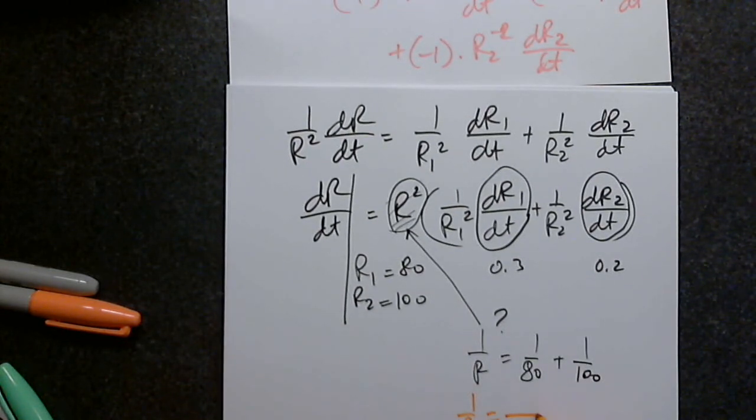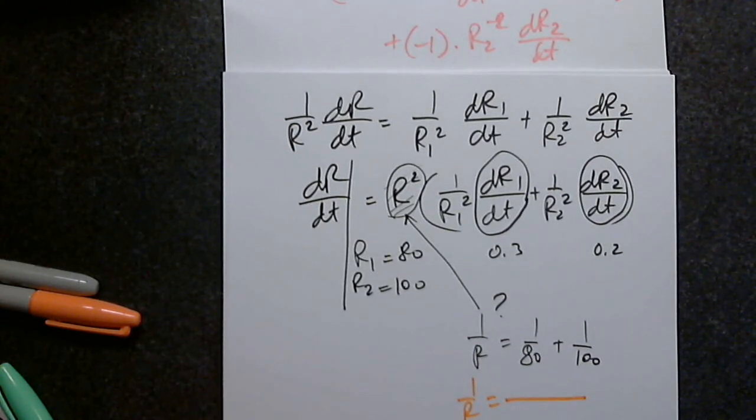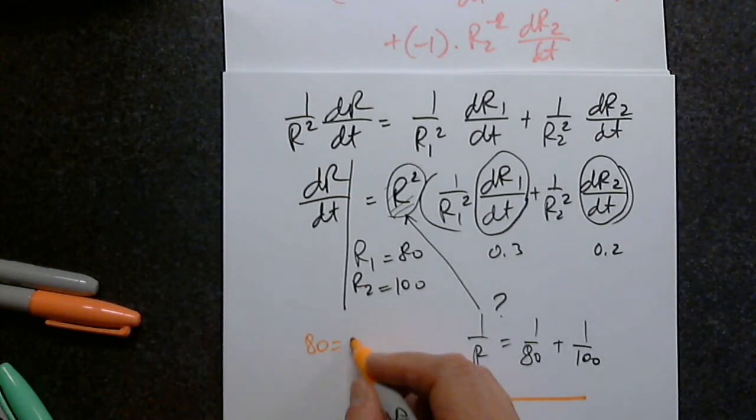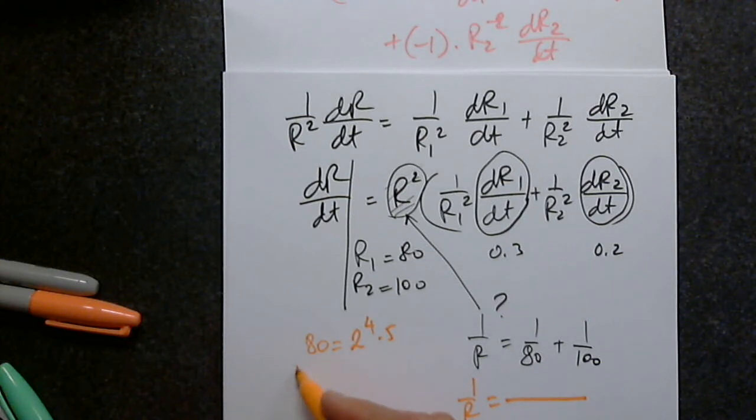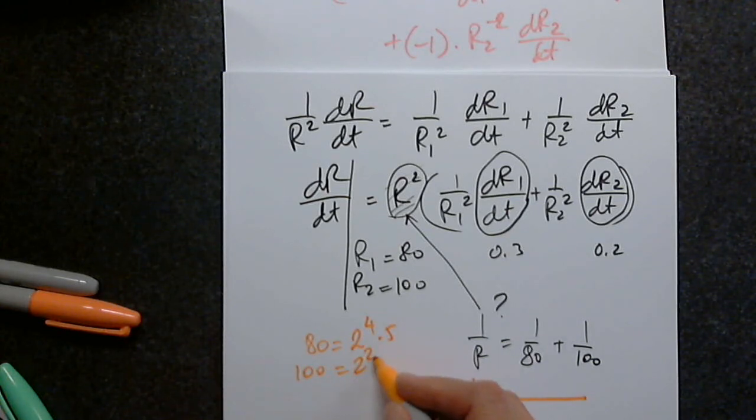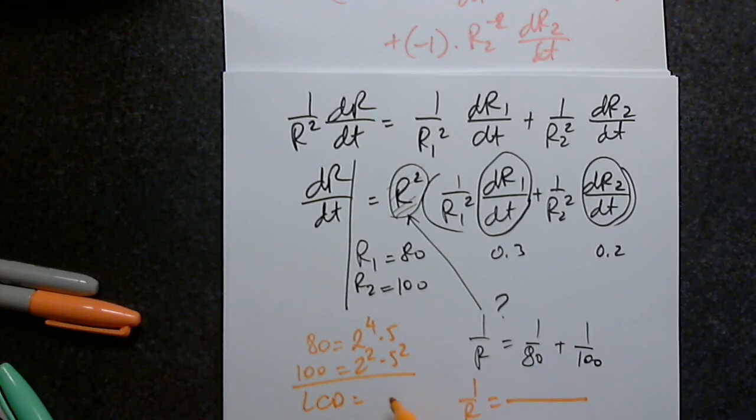I need the least common denominator. 80 is 8 times 10, 2 to the 4th times 5. 100 is 10 and 10, 2 squared and 5 squared. So the LCD has to have all different factors we see, but I have to choose the highest power. The highest power for 2 is 4. The highest power for 5 is 2. So this will be 16 times 25. Whatever that is.